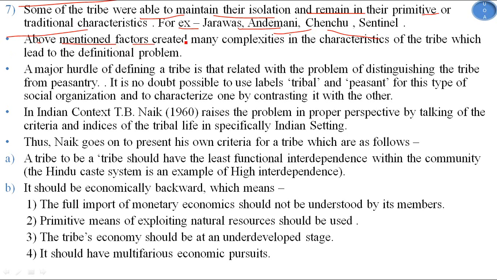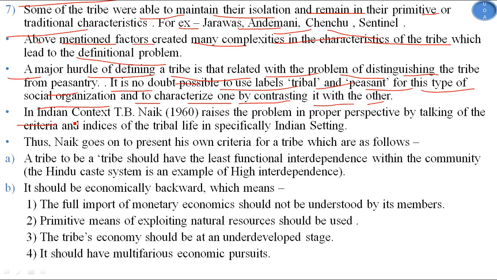The above mentioned factors created many complexities in the characteristics of tribes, which led to the definitional problem. A major hurdle in defining a tribe is the problem of distinguishing tribes from peasantry. It is no doubt possible to use the labels tribal and peasant for this type of social organization, and to characterize one by contrasting it with the other. Then in the Indian context, T.B. Naik in 1960 raised the problem in proper perspective by talking of the criteria and indices of tribal life in the especially Indian setting. Thus Naik goes on to present his own criteria for a tribe, which are as follows.